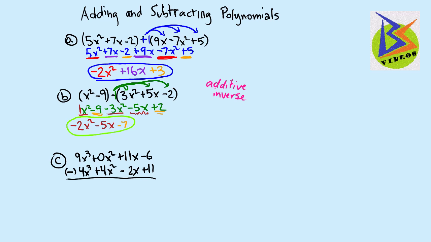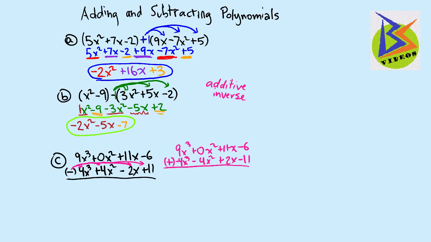Okay? So on C, we see that we're going to have to use the additive inverse. And so in a sense, we are going to be distributing this negative to each of these terms. So really we could write it as 9x cubed plus 0x squared plus 11x minus 6. Now I'm going to change this to an addition problem because it's the additive inverse. So it's a minus 4x cubed minus 4x squared plus 2x minus 11.